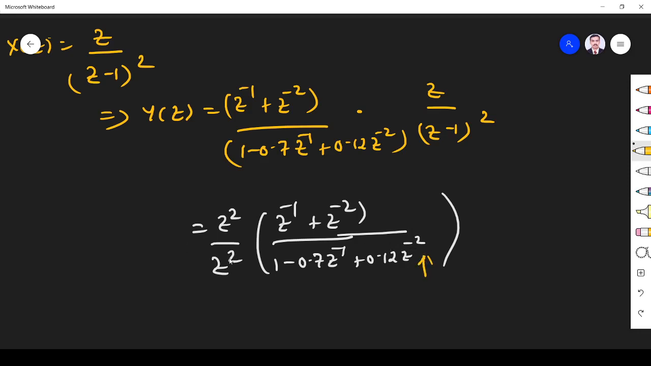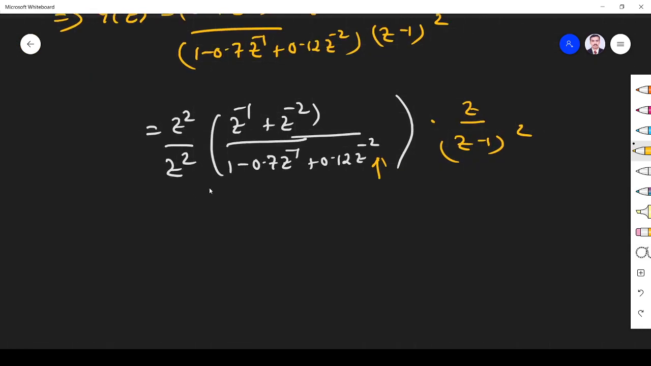So if I take z power 2, that also will be removed. If it is z power minus 3, you have to multiply and divide by z power 3. Otherwise, you take the maximum power outside. Anything is okay. So that is z into (z power minus 1) whole square. But if you do that, this will be multiplied inside by (z plus 1) divided by z squared minus 0.7 z plus 0.12.